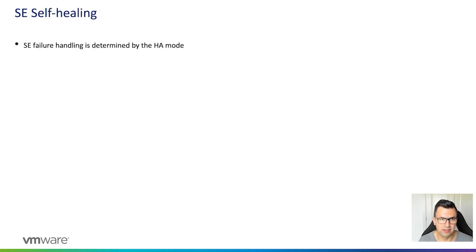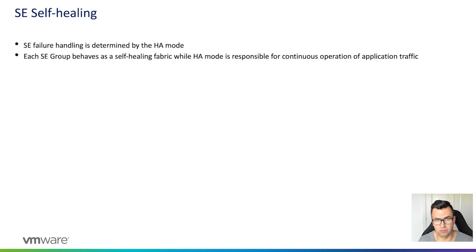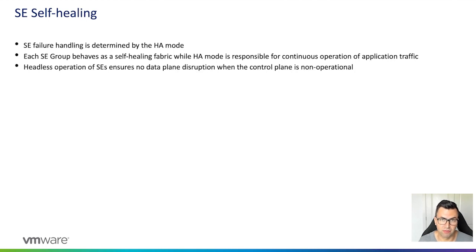Let's talk about self-healing. The SE failure is handled and determined by the HA mode. As we have explained, every service engine group has its HA configuration, and every service engine group behaves as a self-healing fabric, responsible for the continued operation of the virtual services that have been placed on it. You can have different service engine groups, and every service engine group will take care of recovering the SEs and achieving the HA that has been configured through the UI, the CLI, or the API.